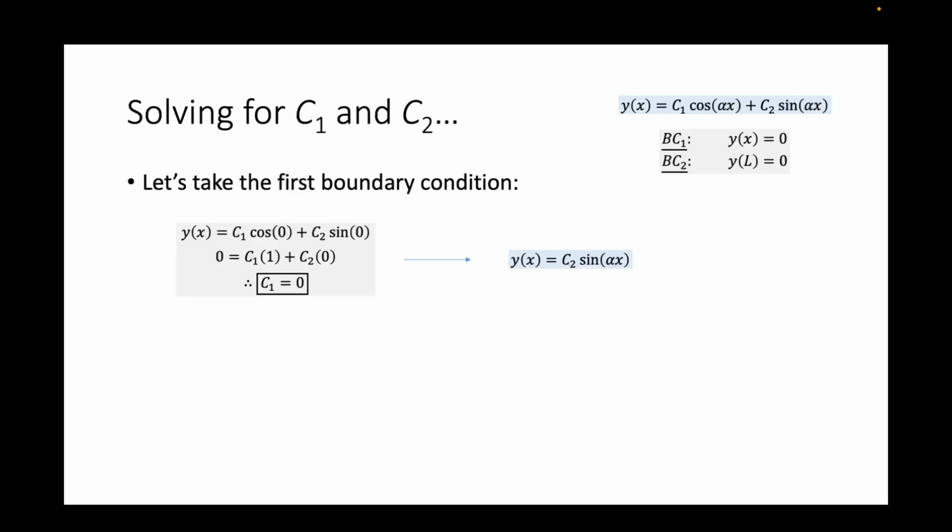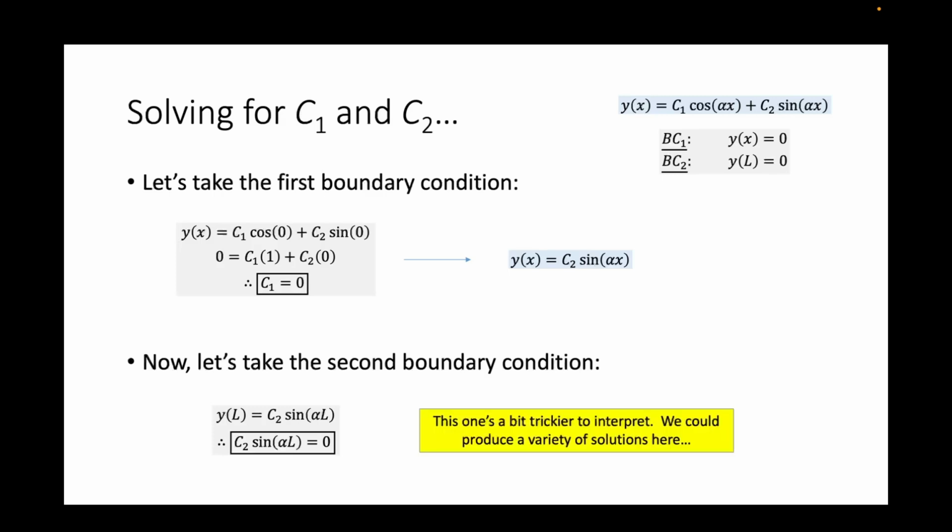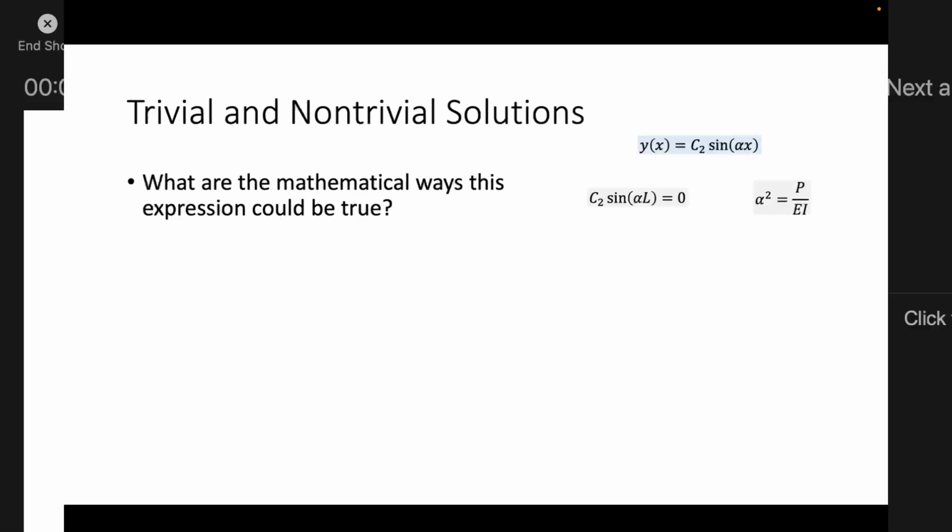Fine. What about the second boundary condition? For the second boundary condition, I'm going to plug in L. I'm going to say C2 times the sine of alpha L, and I get this. So basically, in order to meet our boundary conditions, I've got this expression that has to equal 0. Is everybody with me on that? This is actually kind of tricky. There's actually a lot going on here, so I want to diagnose this a little bit. Let's talk about this.